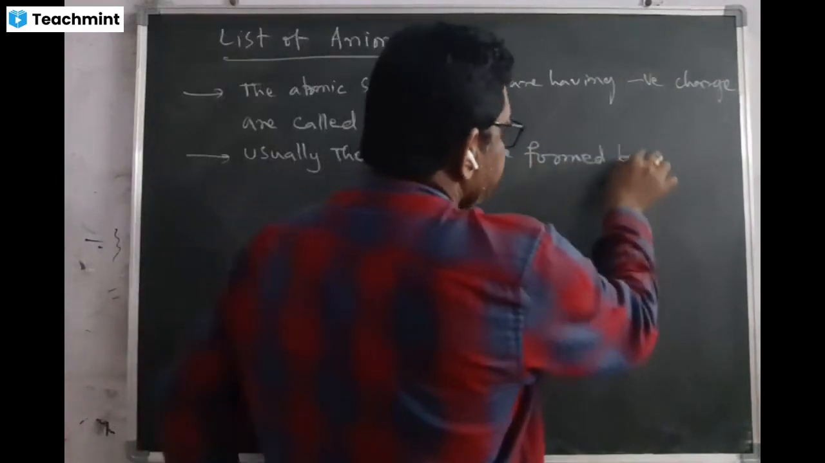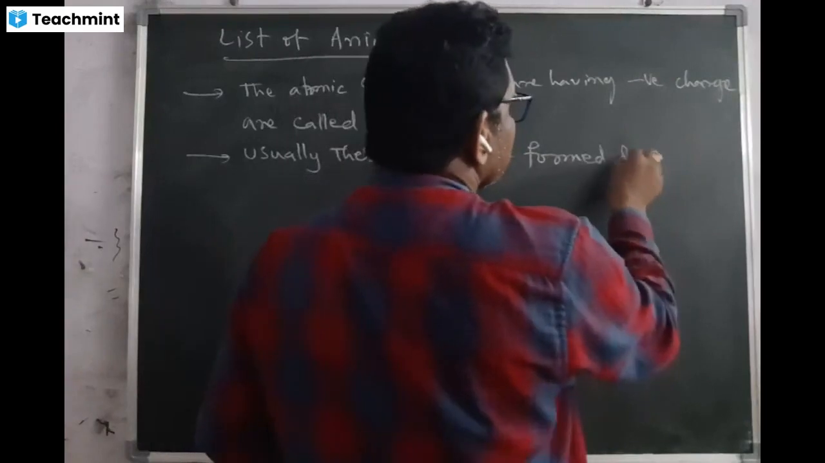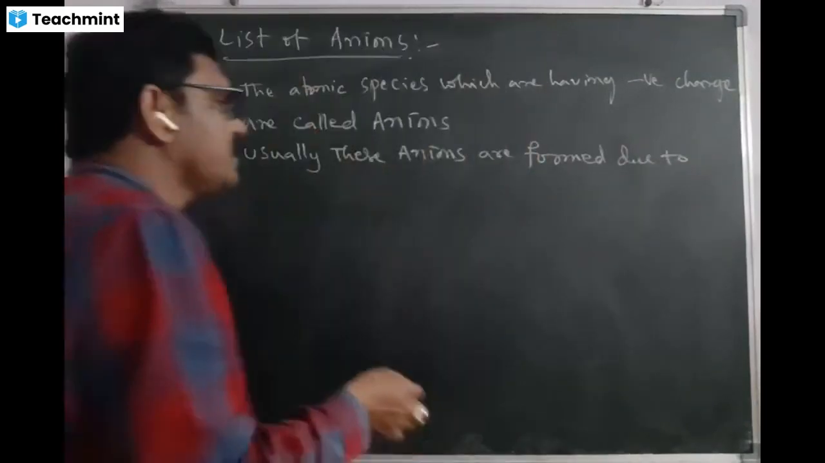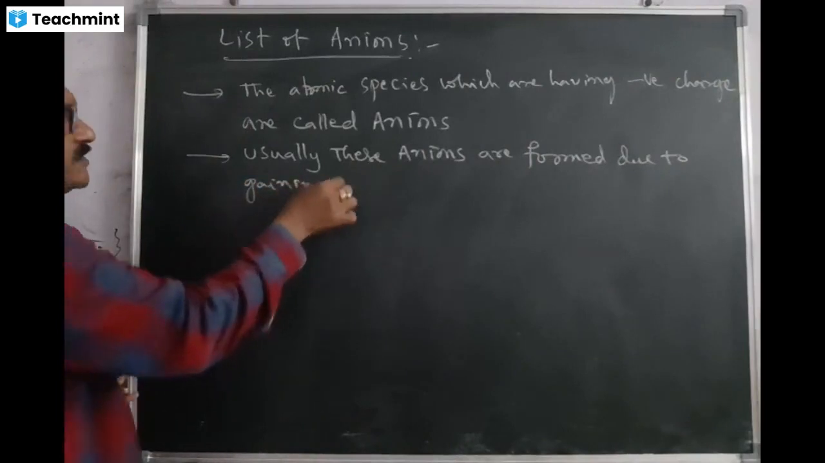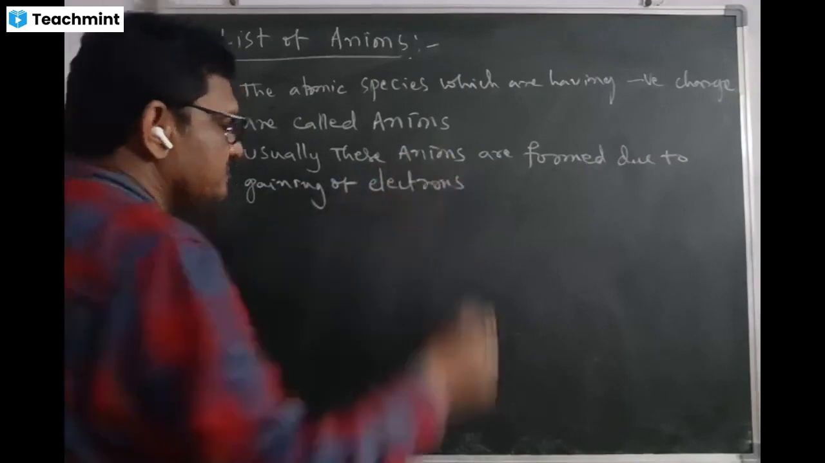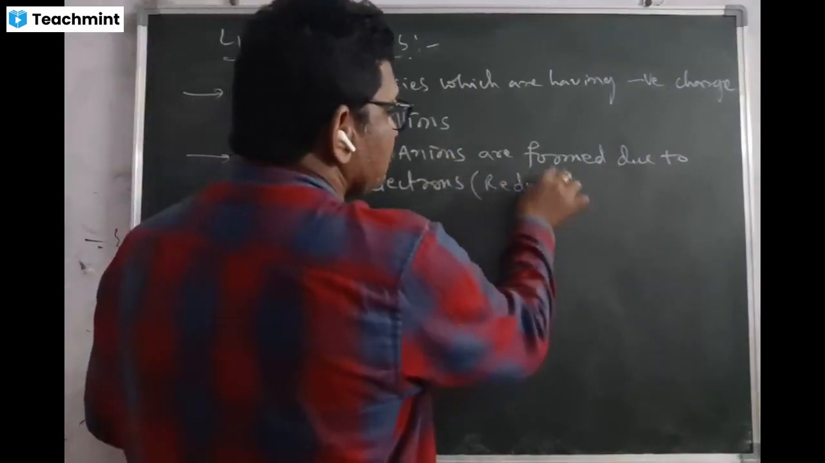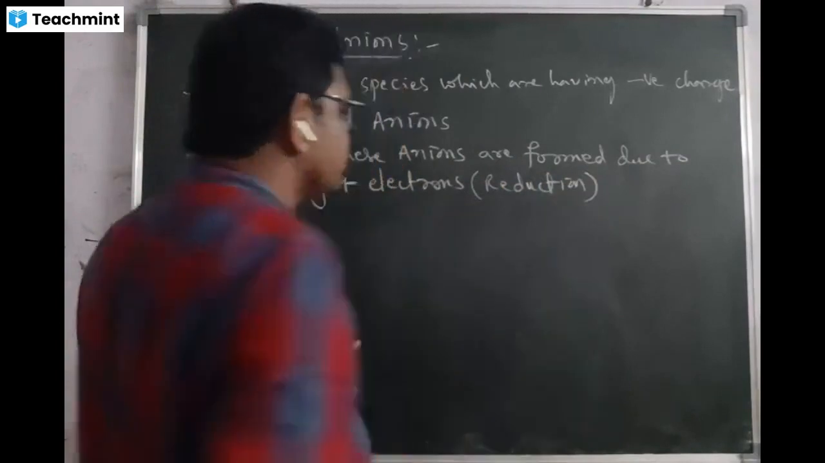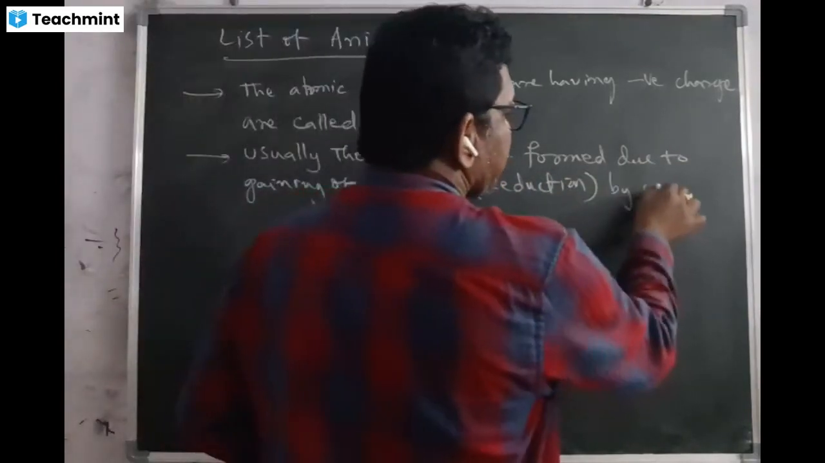Anions are formed by gaining, due to gaining of electrons. Due to gaining of electrons is nothing but reduction. That thing you have to remember. Due to gaining of electrons by unstable atoms.